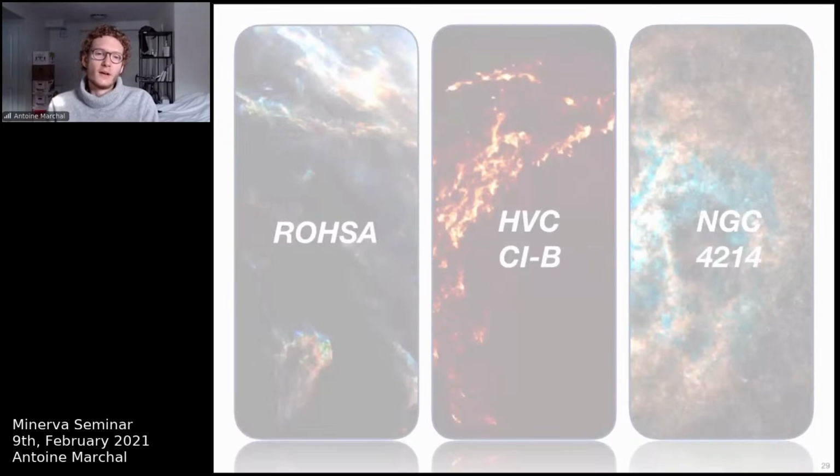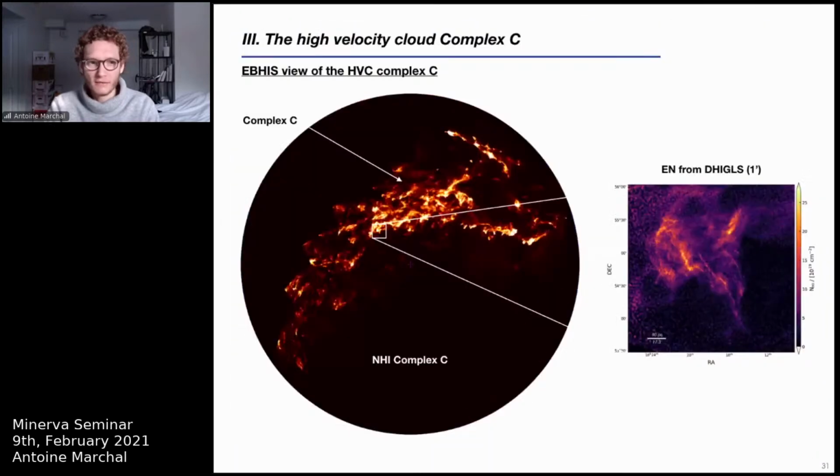All right, so I'm going to move to the second part of this seminar, and we are going to take a look at an HI observation again, but in the halo of the Milky Way, in the HVC. HVC stands for High Velocity Cloud, the HVC complex C. It's the most massive cloud in our galactic halo. It's located at about 10 kiloparsecs from us. So the mass is something around 5 × 10^6 solar masses.